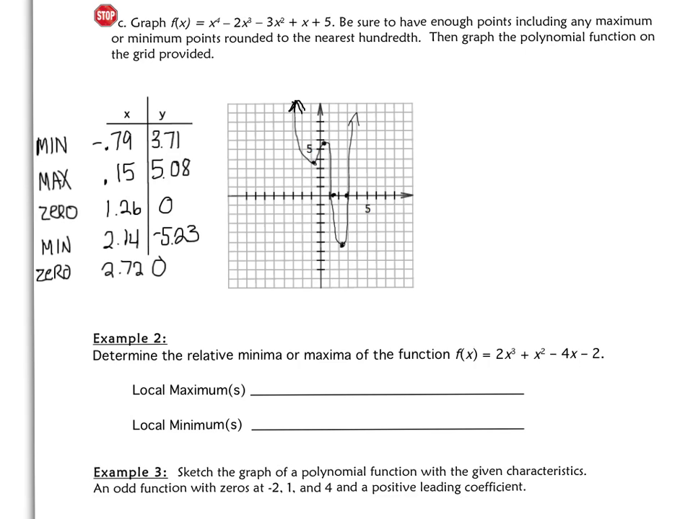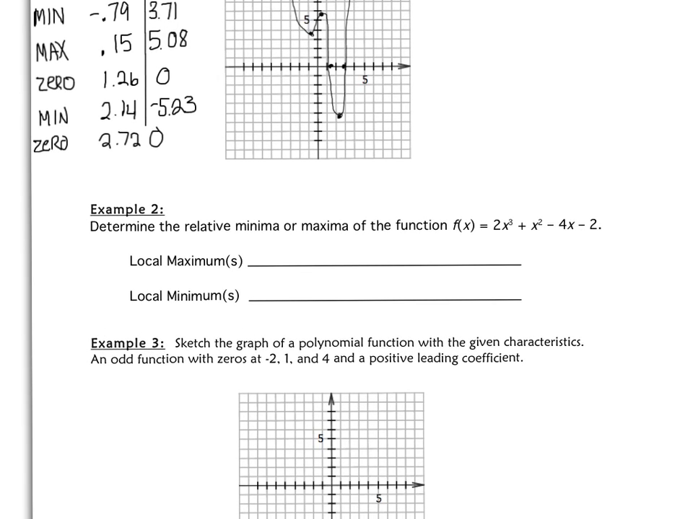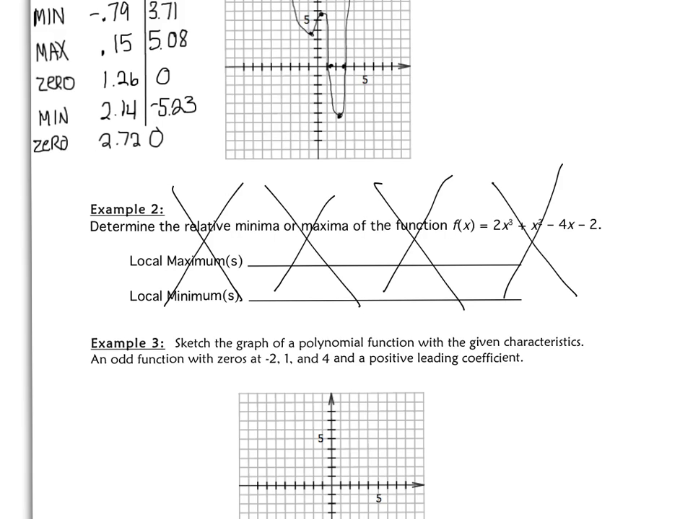Okay, here for example 2, we're actually going to not do that. We're not doing that this year, so just cross that out. But really what it was is just finding a max and min, so you should have been able to do it anyway.